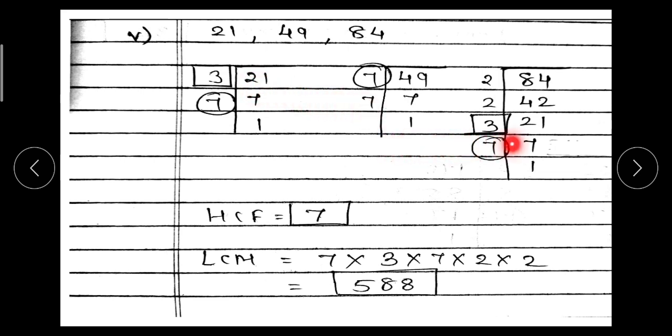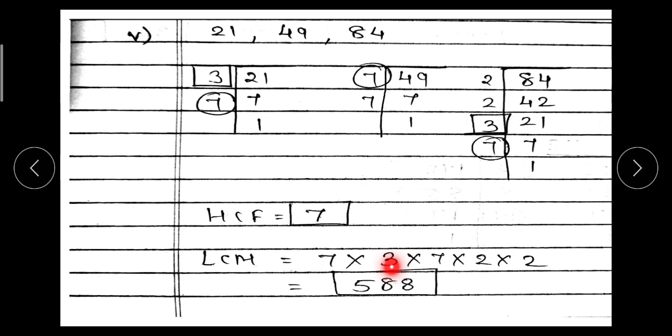Again, take these two. Any common number is there apart from these 7? No common number is there. Now take these two numbers. See my pointer, students. This group we will take. Any common number is there? Yes. Which common number? 3. So 3 we have to write.